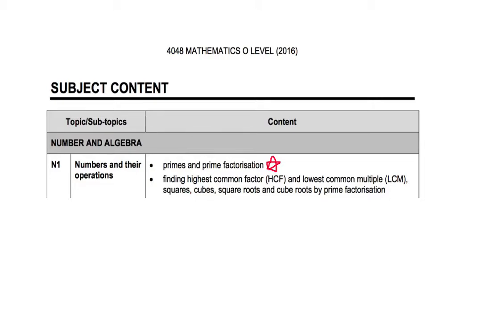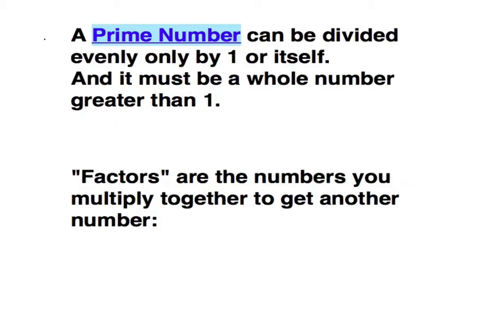So let's go. Before we start, we need to understand what is meant by prime numbers. A prime number can be divided evenly only by 1 or itself, and it must be a whole number, meaning it cannot be a decimal number. It cannot be a rational or irrational number, and it has to be greater than 1. So 1 is not a prime number. Remember, 1 is not a prime number.